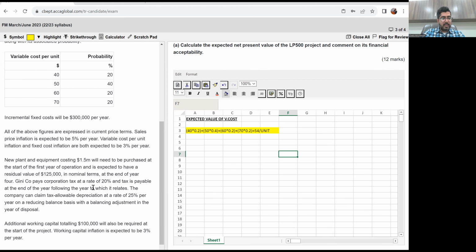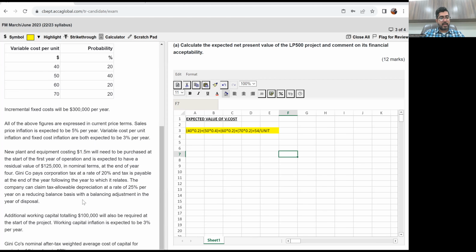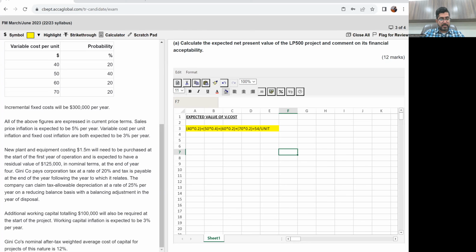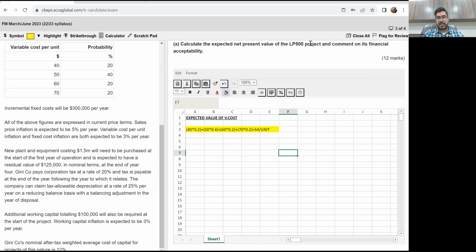It means arrears. The company can claim tax allowable depreciation, capital allowances, at 25% per year on a reducing balance basis, with a balancing adjustment in the year of disposal. Working capital of 100,000 will be required, inflation 3%, and the nominal WACC is 12%. Okay, the company's nominal discount rate is 12%. So you need to calculate requirement 1, for full marks: the expected NPV.